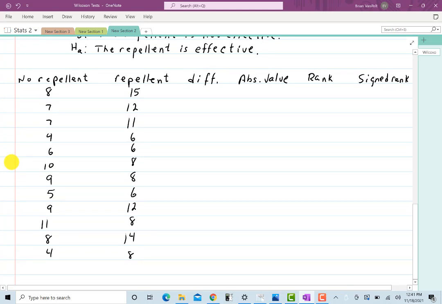Now I'm just going to start building up the table. First thing we want to do is take the difference. So 8 minus 15 gives us negative 7. Moving on to the next item, 7 minus 12 gives us negative 5. And just keep going. As you can see, generally speaking, it looks like the repellent does yield more excess water than without it.